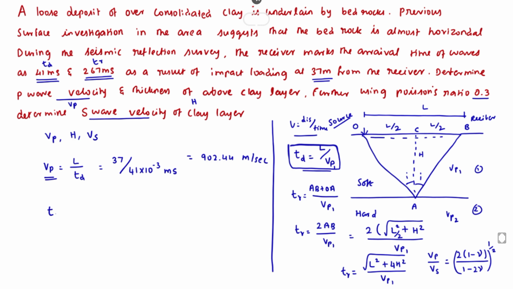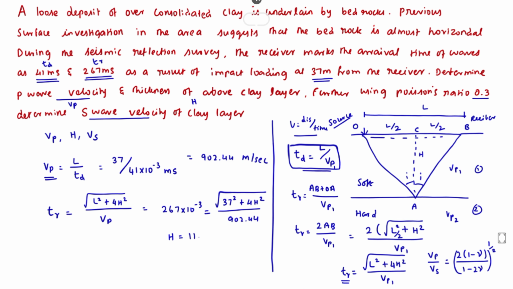Next, we can find the H value using the TR formula. T reflection equals the root of L square plus 4H square, divided by Vp. Substituting the values: 267 into 10 power minus 3 equals the root of 37 square plus 4H square, divided by 902.44. The only unknown is H, and solving this we got H equal to 119.04 meters. So we found the thickness answer also.